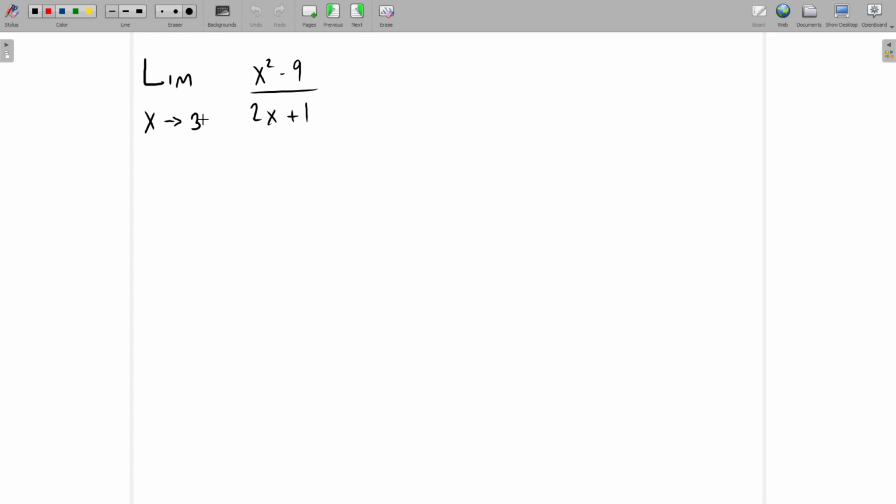Well, let's follow that same strategy. Let's just take the number that we're using for the limit and plug it in. Right, if we plug it into this rational function, in the numerator we have 3 squared minus 9, which is going to be 9 minus 9. And in the denominator, 2 times 3 plus 1 is 7.